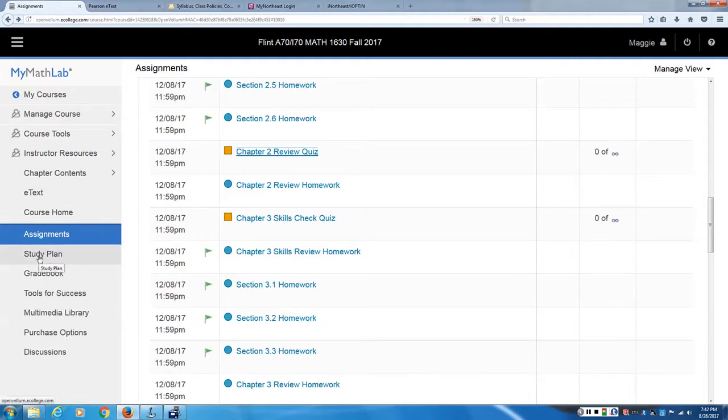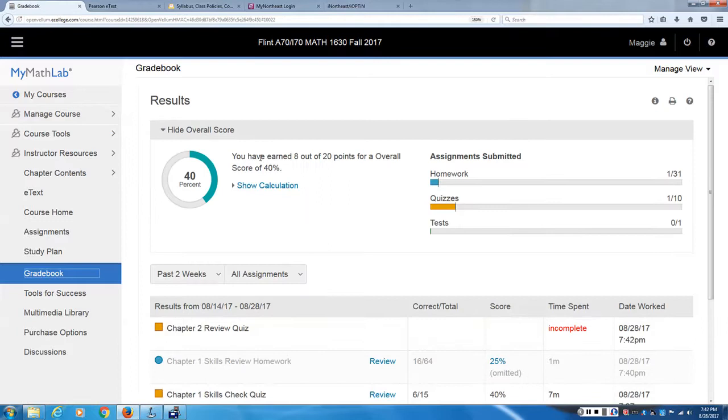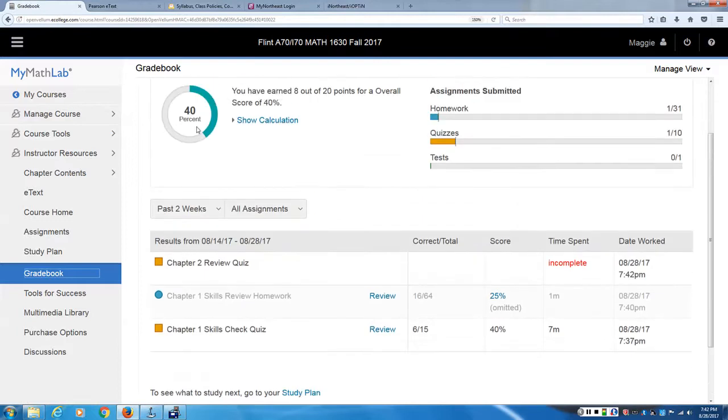You don't ever go to study plan. I'm probably going to hide it because people go in there and try to do that work, and then it's way more than what I would assign. I cut my assignments way down. If you go to Gradebook, you cannot trust that number because that's only based on what you did in My Math Lab.